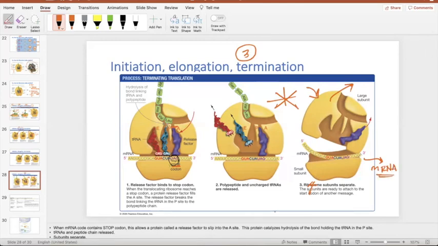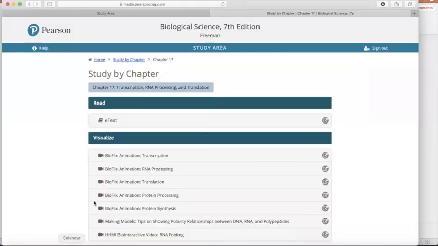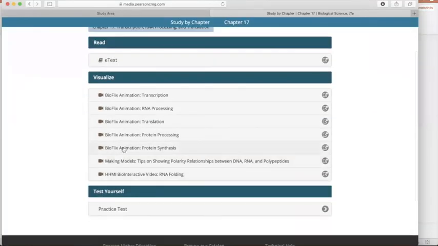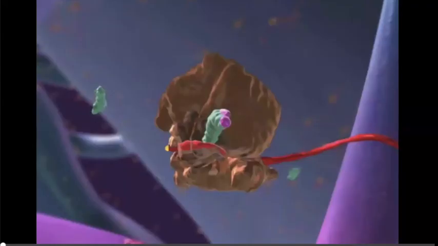So that, in a nutshell, is how translation works. Let's watch a real quick animation so that you can visualize that a little more clearly. So I'm going to click on this from your website for your textbook. Here we go. Now let's watch it in action.